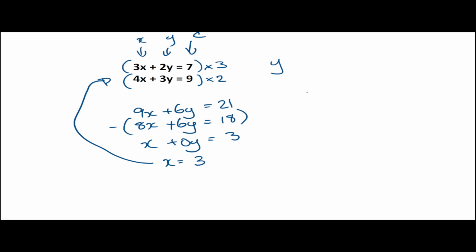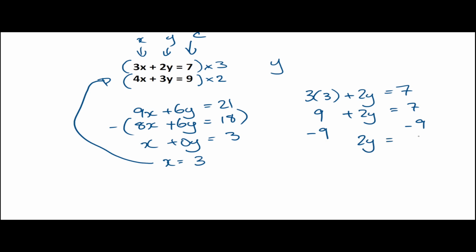Let's do the top one. So 3 times 3 plus 2y equals 7. So 3 times 3 is 9 plus 2y equals 7. Let's take 9 away from both sides. So 2y equals minus 2. Divide both sides by 2. y must be equal to negative 1. And we're done.